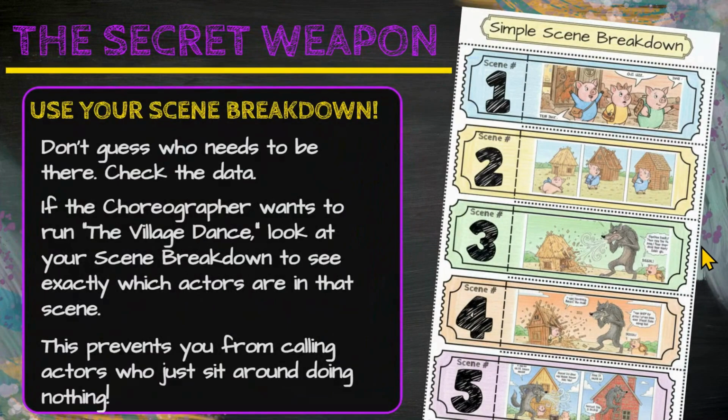The secret weapon. Use your scene breakdown. Don't guess who needs to be there. Check the data. If your choreographer wants to run the village dance, look at your scene breakdown to see exactly which actors are in that scene. This prevents you from calling actors who are just sitting around doing nothing. Not to mention, when they're doing nothing, you are still paying them if you're in the professional world.